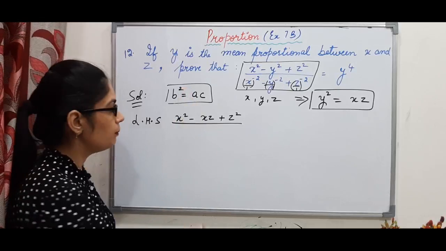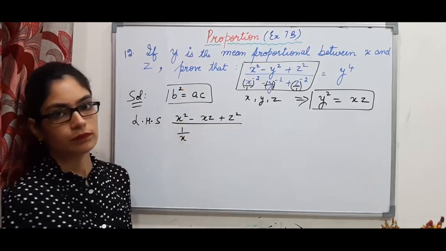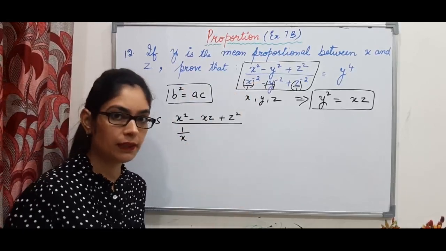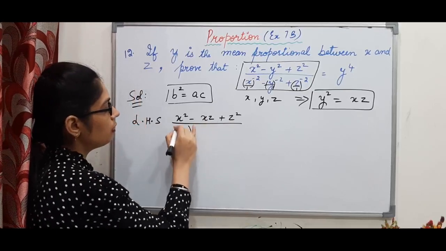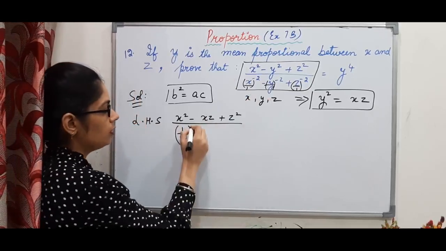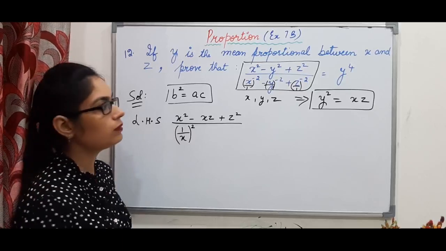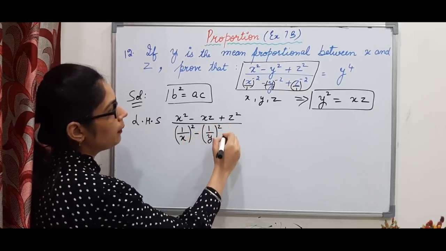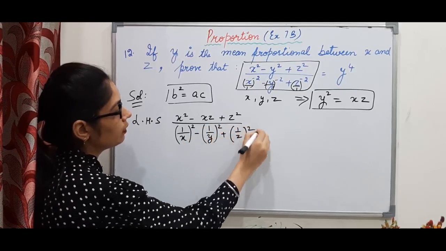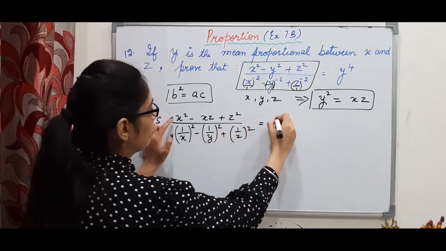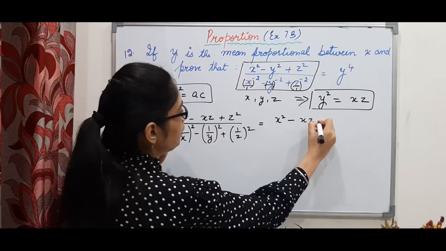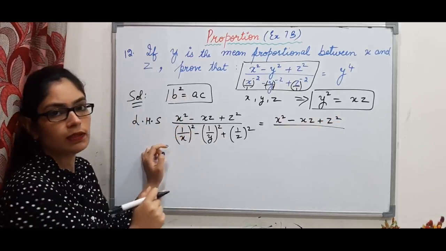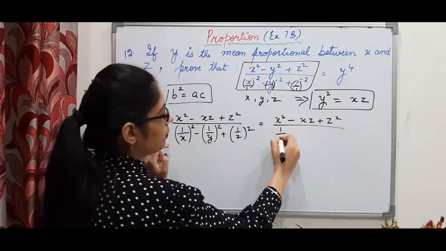x by 1, it will become 1 by x. Because reciprocal means changing of numerator into denominator and denominator into numerator. So power, it will be changed from negative to positive. So square minus 2 to plus 2 it will be changed. Minus same 1 by y whole square plus 1 by z whole square. So x square minus xz plus z square upon, see, whole square means the square is with 1 also and with x also. So I can write it as 1 by x square.